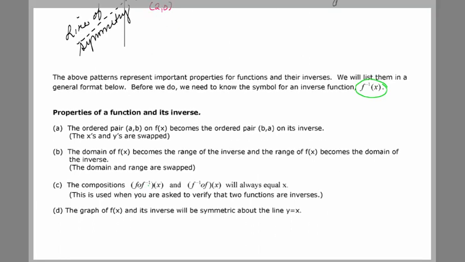So the properties of a function and its inverse are these. We saw this earlier. If you have an ordered pair on the function a, b, then on the inverse it becomes b, a. We saw that happening. We saw this happen. The domain of f becomes the range of the inverse, and vice versa. The range of f becomes the domain of the inverse. They're swapped. Domain, range get swapped from a function to its inverse.